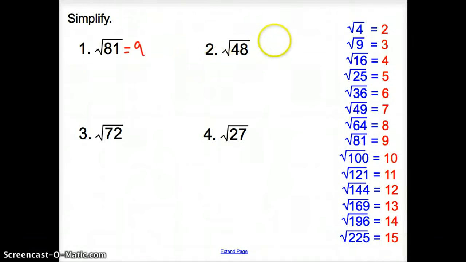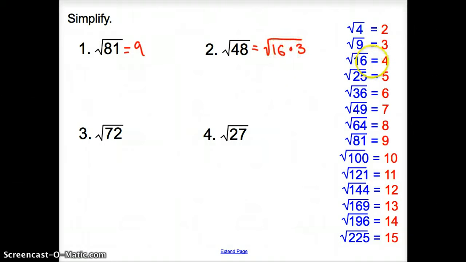Perfect. Easy enough. Well, how about number 2, the square root of 48? We're looking at the blue numbers. Do we see the square root of 48? No, we do not. So then we have to go to a blue number, or a perfect square, that goes into 48. So I'm going to start at 49. Does 49 go in there? No. 36? No. 25? No. 16? Wait a second, 16 does. 16 goes into 48 3 times.